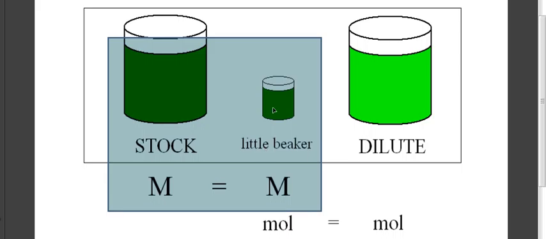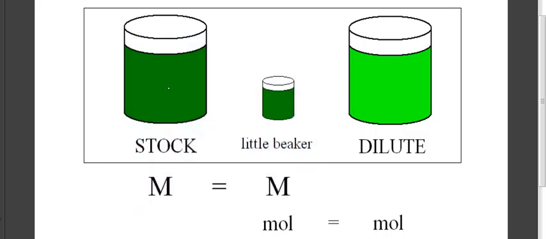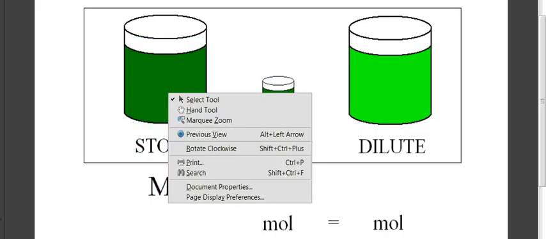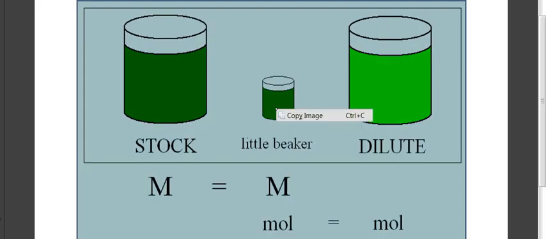And again, when we talk about molarity, we're talking about moles per liter. So it doesn't matter if I have, say, a 7-liter container of my stock, and I only take maybe 10 milliliters of that. I guarantee you I'm going to have the same concentration. If this is a 2.25 molar solution, this little beaker will also have 2.25 moles for every liter, even though we don't have a full liter there.